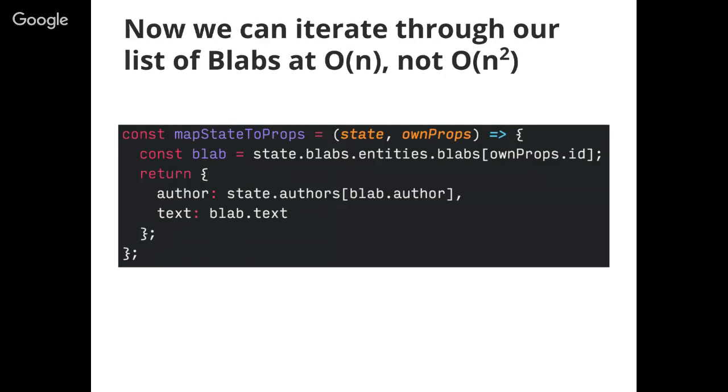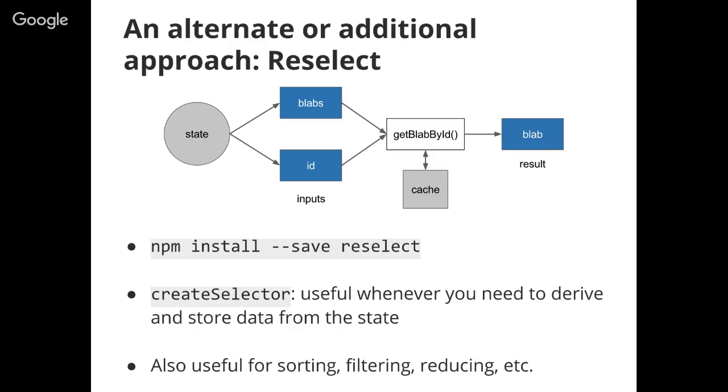So now that we've split it into both result and entities, we can just iterate through our list of blabs at O(n), state blabs entities blabs. We're just accessing it, and that's great. Now for every blab, we just need to get the one from the entities object, and we're all good. An alternate thing that you might want to know about is a library called Reselect.